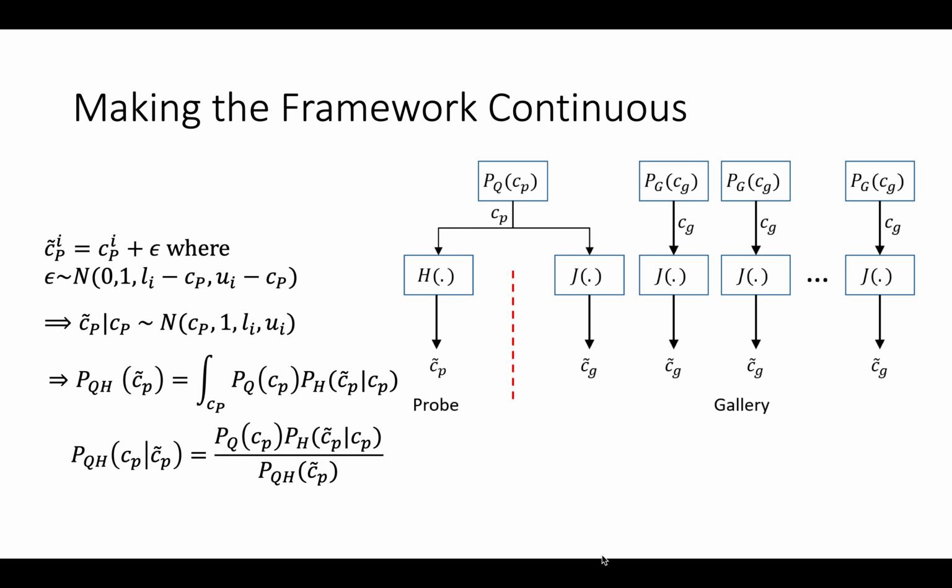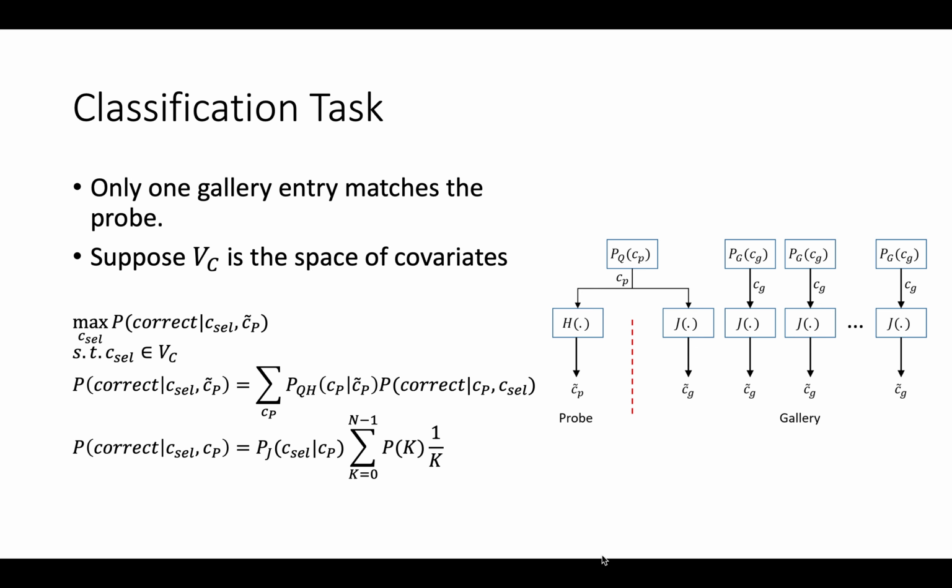Now, making the framework continuous. To do this, we consider that the covariate values Cp and Cg are continuous valued numbers, and the noisy channels add additive noise epsilon, which is sampled from a truncated normal distribution, assuming that the covariate features are initially bounded. We apply this technique to the classification task.